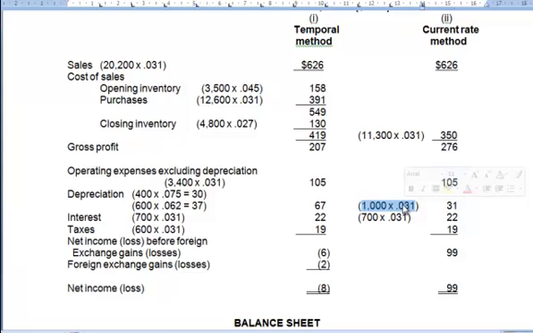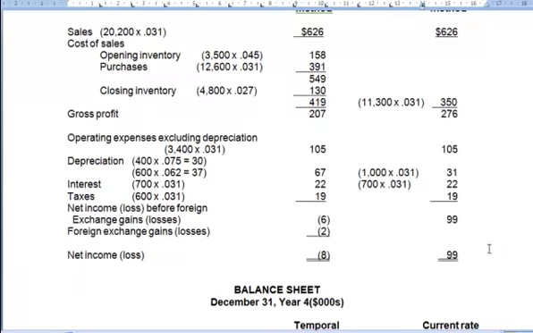So it doesn't matter. We're going to calculate depreciation and translate it at the average rate, which is 0.031, which gives us 31,000. Similarly for interest as well as taxes over here, we're going to get the same answers we did under the temporal method. So our net income in this case, before a foreign exchange gain and loss, is 99,000.